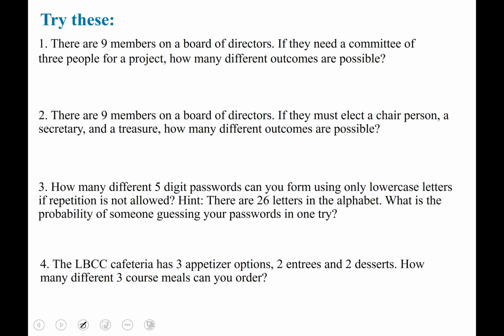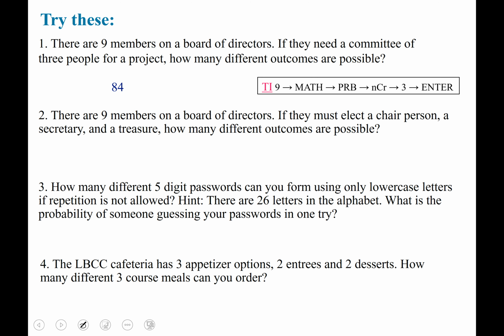Welcome back. Grade your own. Let's see how you did. If you put 84 for question number 1, you got it right. Nice job. You would want to use 9 as your N, in math, then probability. In CR, we're talking combinations here, and then 3 as your R.